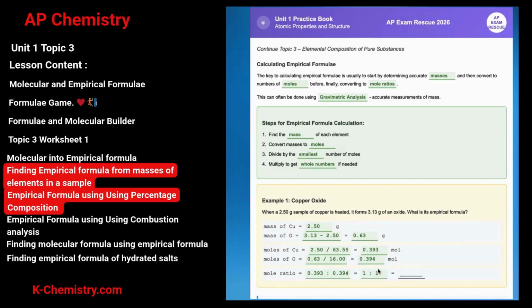So what is the compound? If the ratio is 1 to 1, then for every copper atom, there is an oxygen atom. The compound will be CuO.